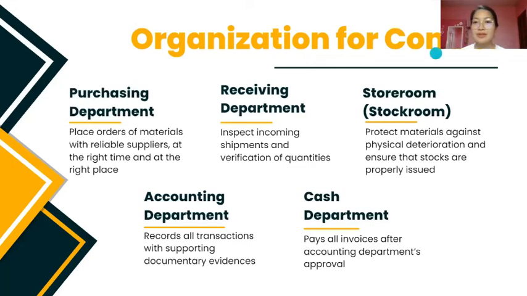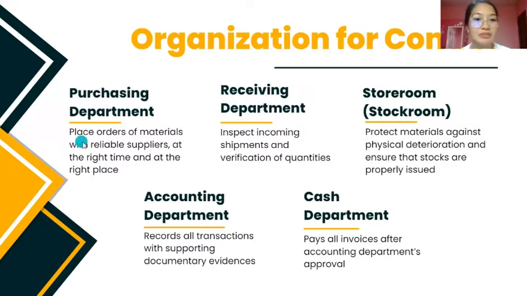So, okay, we have the organization for control. So if you are running a big company, materials is a very big cost nimo. So you need to organize people nga mo control ana. So we have identified here 5. So we have the purchasing department. So kailangan maguna sila separate to make sure nga controls are in place.